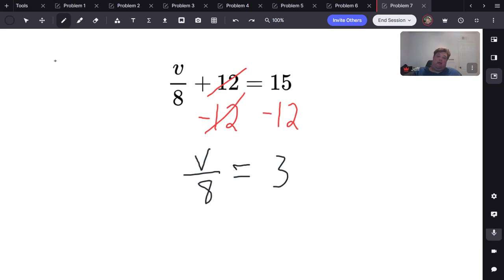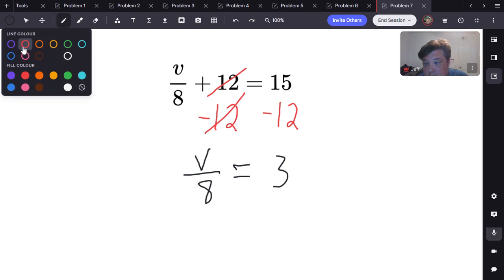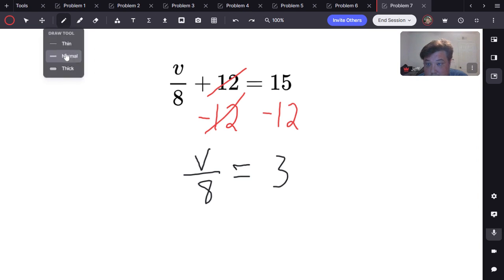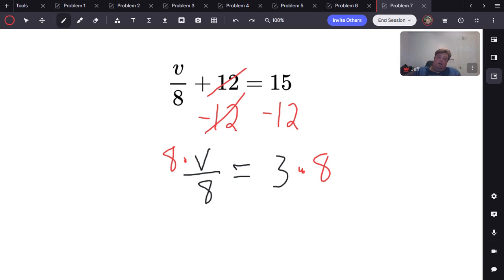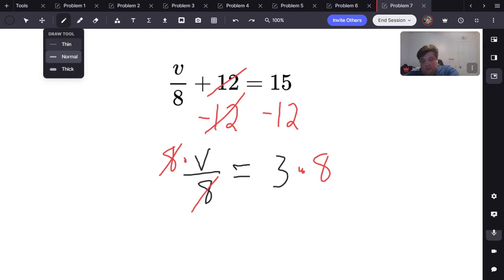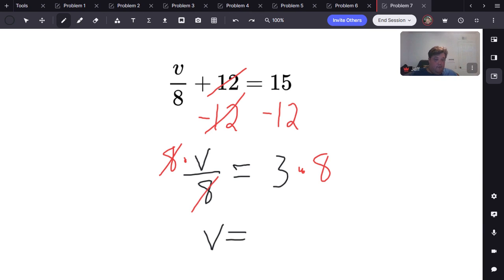So now we just have to cancel out that 8. Right now it's V divided by 8. So we need to cancel out division by, you guessed it, multiplying. We need to multiply both sides by 8. Just going to kind of multiply the numerator here. And now 8 over 8, they just cancel out. These just go away. So now we get V by itself. And now 3 times 8, that's just 24. So we're going to get 24 as our final answer. And that is it.